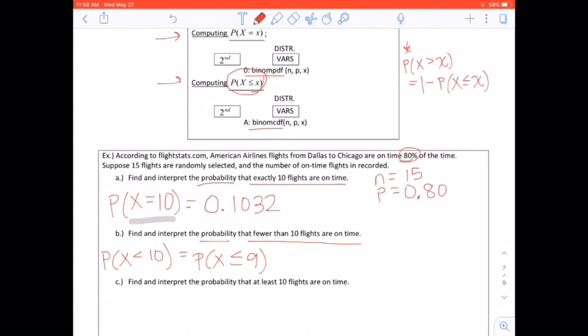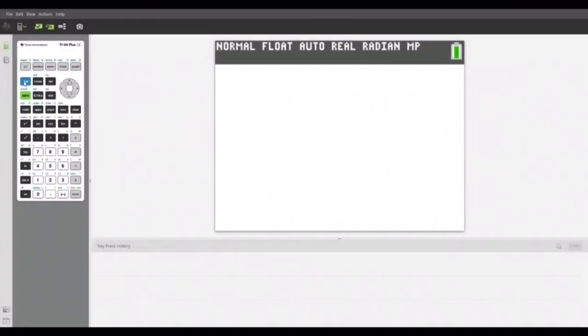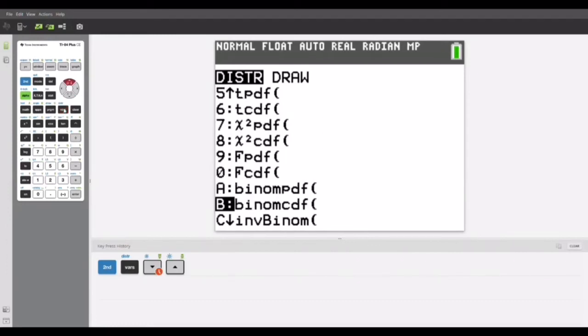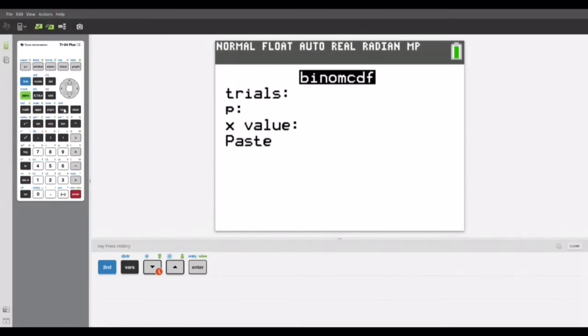And so again, using binom CDF, we still have the same n value and the p value, which is listed up above. That did not change. But our x value this time is 9, and again, using binom CDF. So we're going to go second vars. And for part B, this is going to be using binom CDF. So binom CDF. Our trials are 15 still. Probability is 0.80. And for this one, our x value is equal to 9.